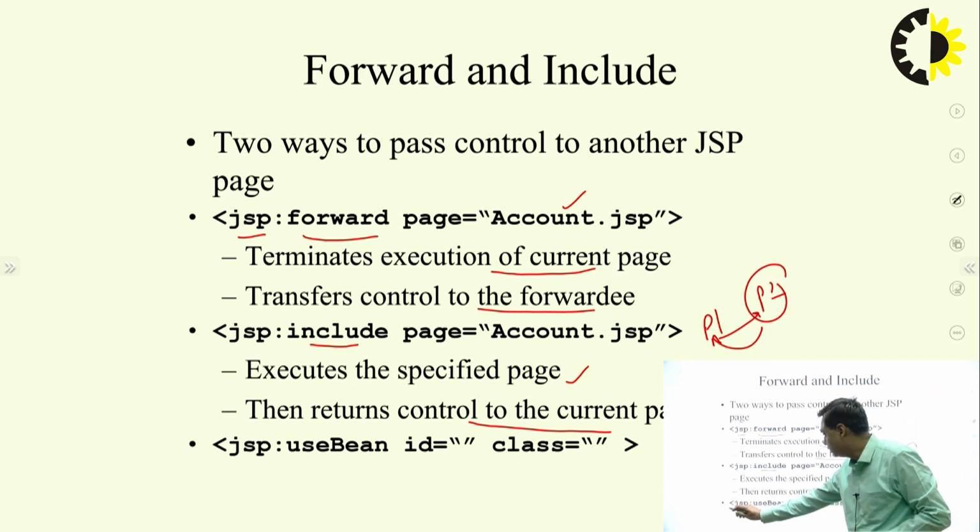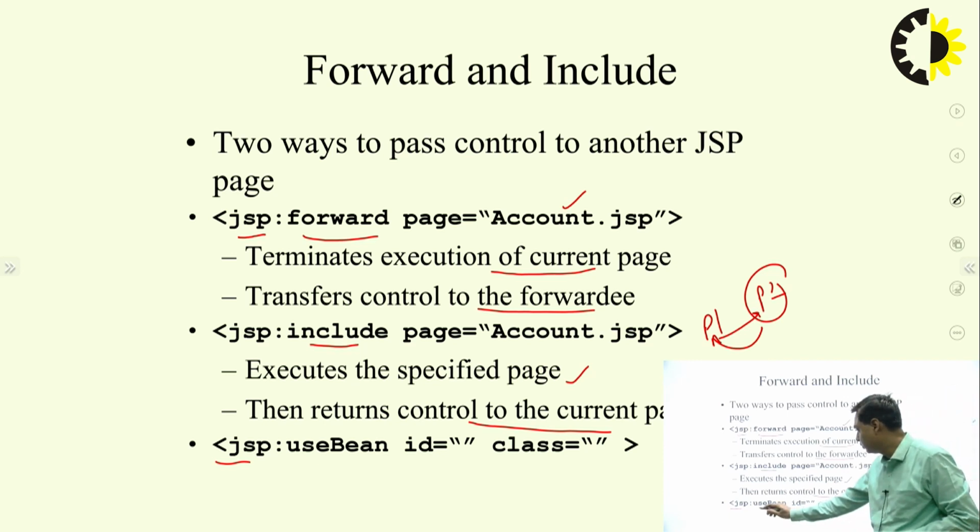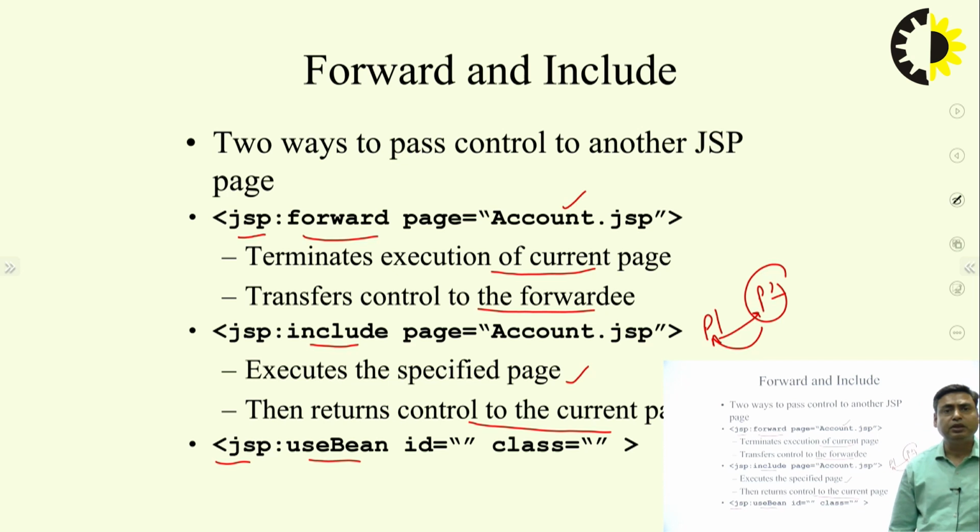The third JSP action, for example, is useBean. If you want to include a bean in your pages and you want to create the object of the bean, then you can use this JSP useBean. It has some parameters. One of the parameters is id to create the object, and the second parameter is to give the name of the class of the Java Bean.